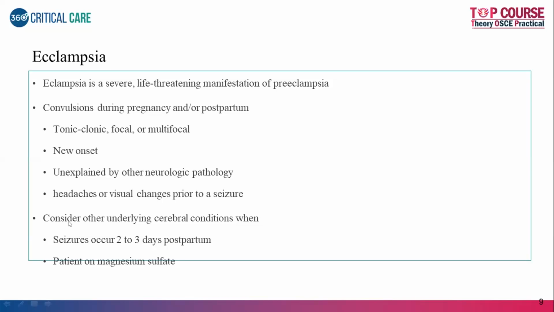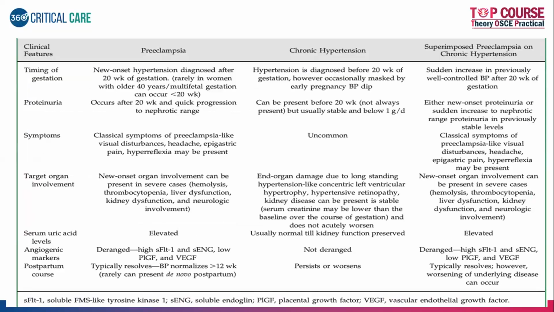And you should consider other underlying cerebral conditions if the seizure occurs 2 to 3 days postpartum. And even if the patient is on magnesium sulfate and has seizures, then you should think of other causes like PRES or some other things, an ICH bleed. So other causes have to be thought of. These are just the differences between preeclampsia, chronic hypertension, and superimposed preeclampsia on chronic hypertension. If you have time, go through it. Otherwise, you can just skip this slide.